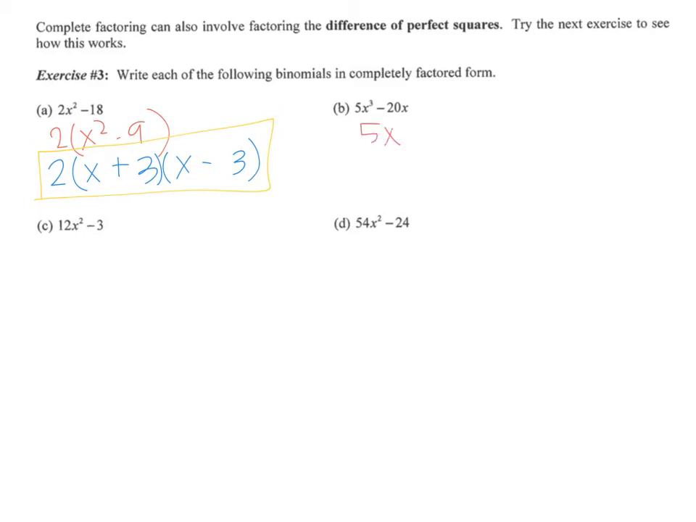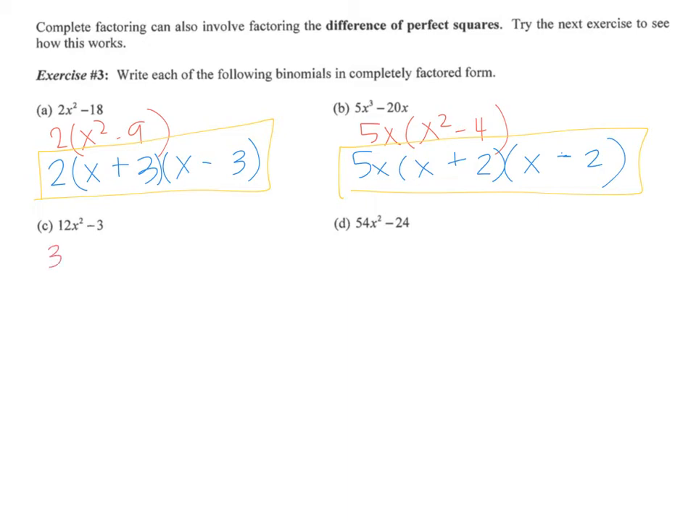We could take a 5x out, and we're left with x squared minus 4. X squared and 4 are both perfect squares. So our 5x comes out, and we have an x and a 2, because remember you square root both of them. You have plus and you have minus. Our next one, we can take a 3 out, and we're left with 4x squared minus 1. And again, both of those are perfect squares. So we have a 3, 2x, and 1, plus, minus.